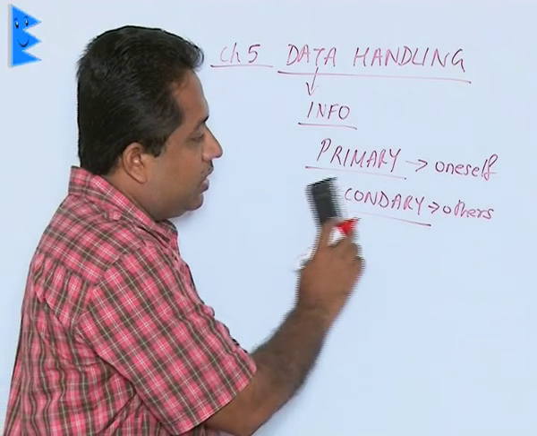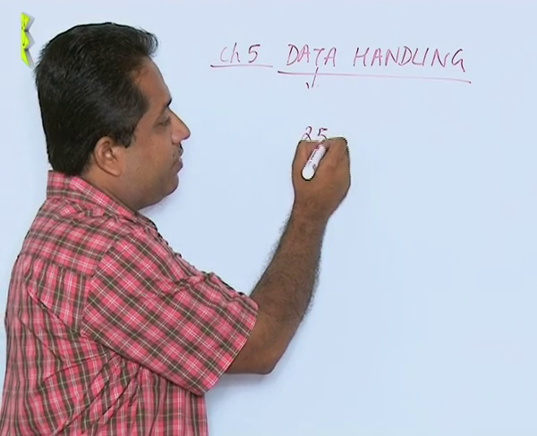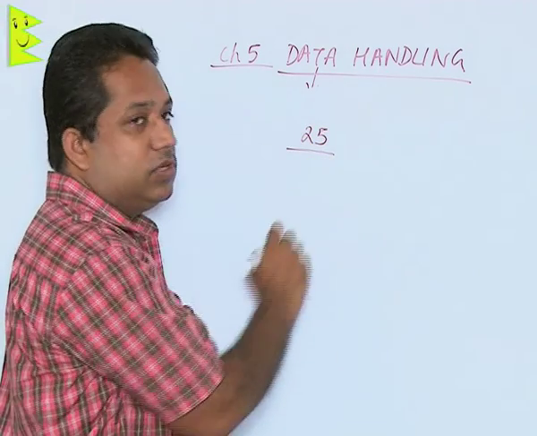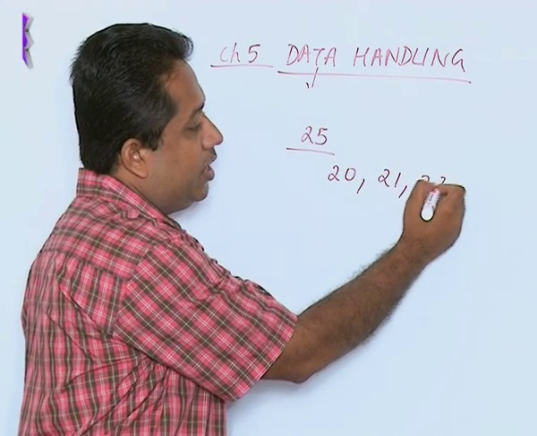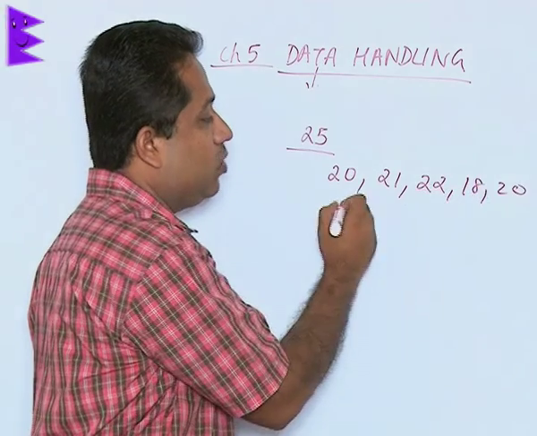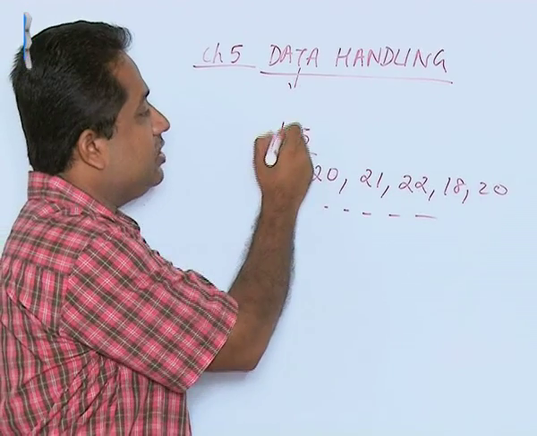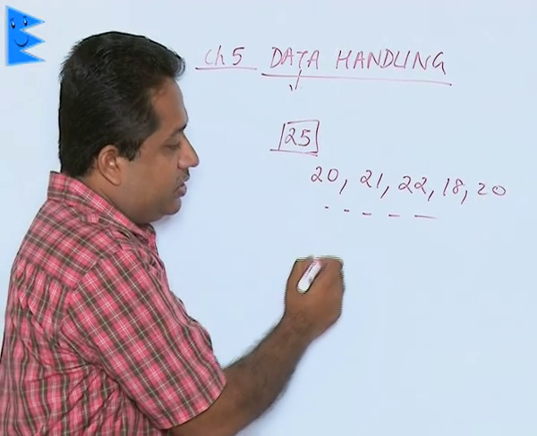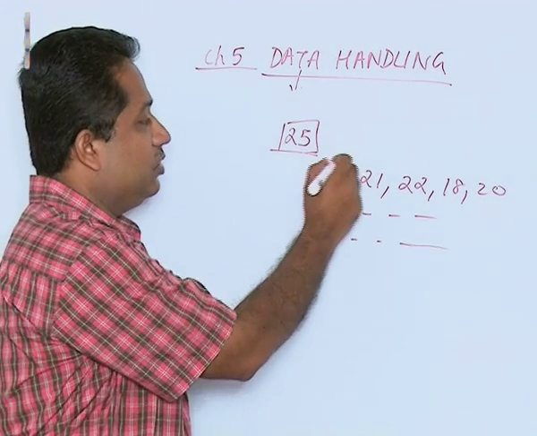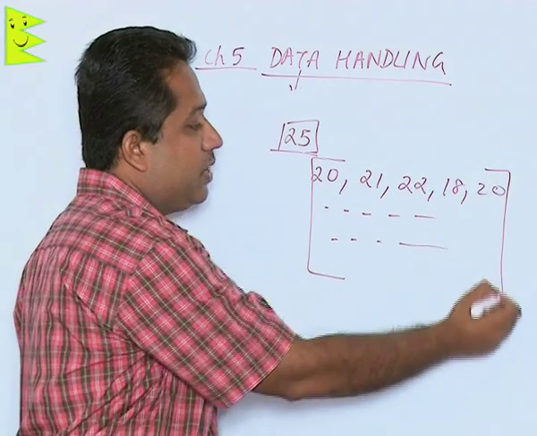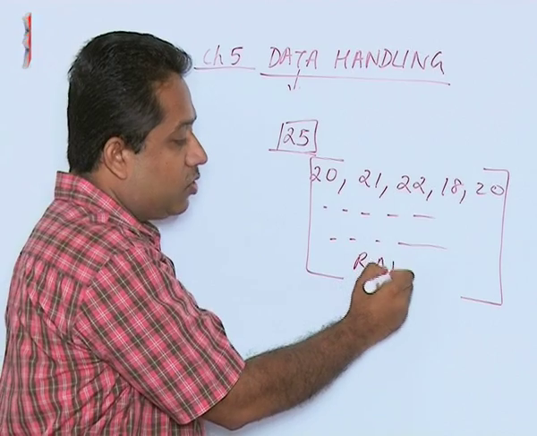Let us consider a class in which you have a test out of 25, and let us say there are 40 students in the class and they have marks 20, 21, 22, 18 and 20 and so on and so forth. So, you have a whole lot of data of 40 students. This test is out of 25. Now, when the data is just written without any order, it does not make much sense. So, this type of data which does not make much sense, but at the same time you are having this information with you, this type of data is called raw data.